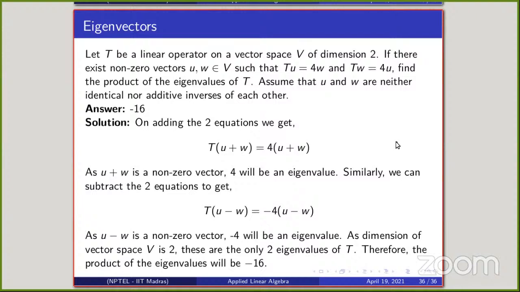Similarly, subtracting the equation Tw equals 4u from Tu equals 4w, we get that T times (u minus w) equals minus 4 times (u minus w). Since u and w are not equal, we again get that u minus w is a non-zero vector, and minus 4 is also an eigenvalue of T. Since the dimension of the vector space V is 2, 4 and minus 4 are the only eigenvalues of the operator T. So therefore, their product will be minus 16.